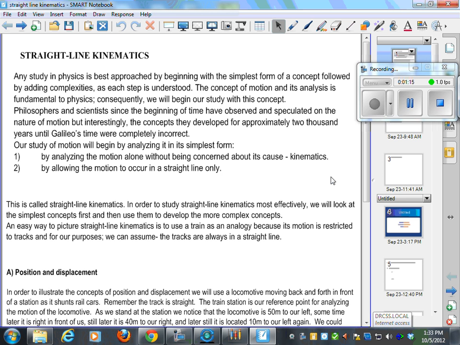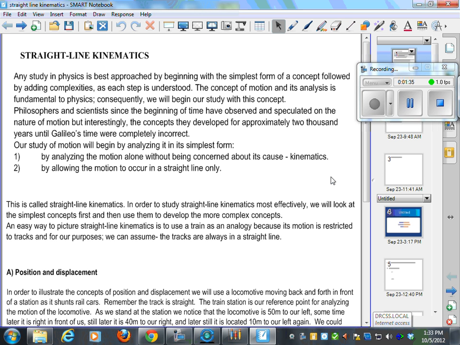Our study of motion will begin by analyzing it in its simplest form. By analyzing motion alone without being concerned about its cause, that's called kinematics. You may remember what the other one is when we talk about the forces involved. Starts with an M, and it's a place where you take your car. Mechanics. Mechanics is when you deal with forces. So, kinematics. This is called straight line kinematics.